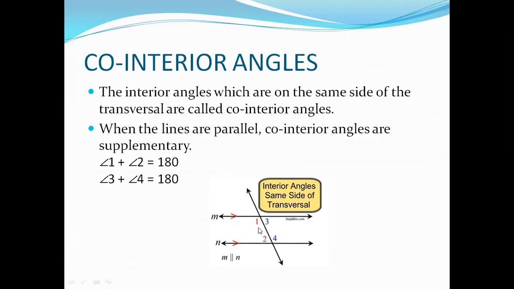So angle 1 and angle 2 will be co-interior angles. Similarly, angle 3 and angle 4 will be co-interior angles. When talking about parallel lines, these co-interior angles will be supplementary. Means the sum of these two angles, angle 1 and angle 2, will be 180. Angle 3 and angle 4 will be 180.